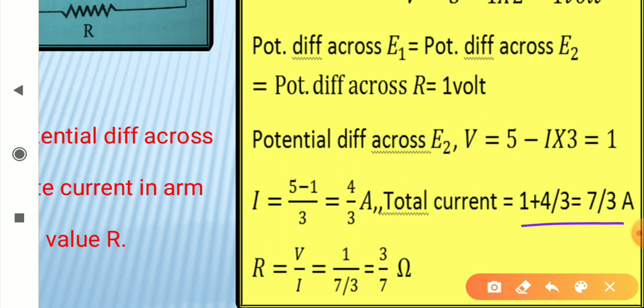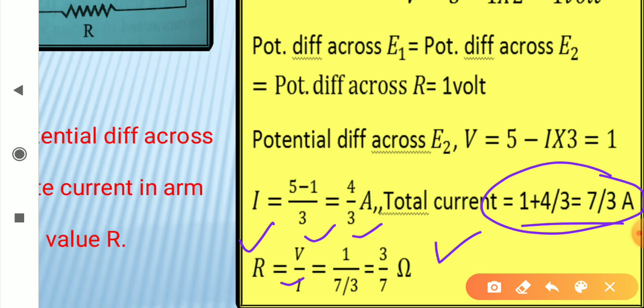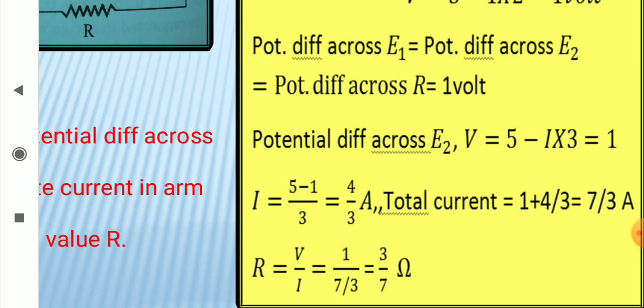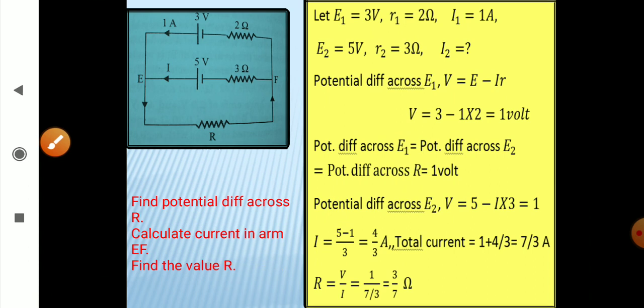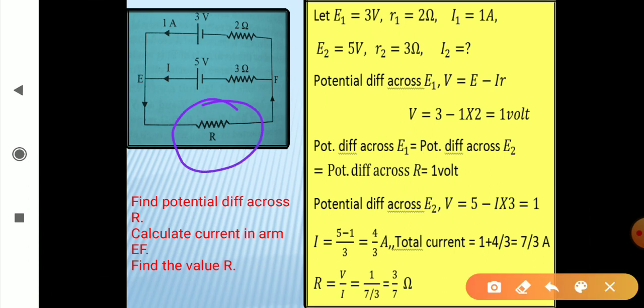And now comes the last part. Now R is V upon I. Potential difference across R is 1 volt and current passing through this R is 7 upon 3, and then you get 3 upon 7 ohm. So external resistance is 3 upon 7 ohm. So we have found out all the parts. This R is equal to 3 upon 7 ohm. Potential difference across this V is equal to 1 volt everywhere, and the current in this arm is equal to 4 upon 3 ampere, right?